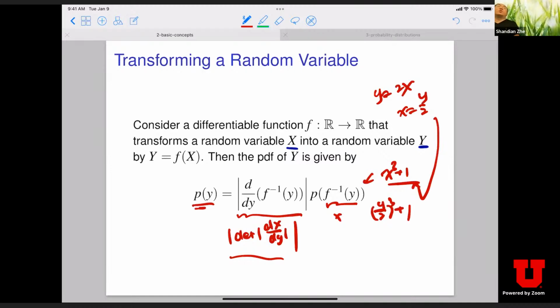This is a well-known formula, and it is actually very useful for the so-called gradient flow or normalizing flow in probabilistic inference, because the idea of this type of inference is that I want to approximate a very complicated posterior distribution. And how can I do that?